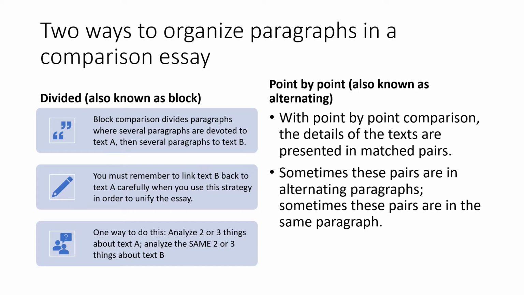And then another way to organize paragraphs in a comparison essay is called point by point, which is also known as alternating. With point by point comparison, the details of the texts are presented in matched pairs. Sometimes these pairs are in alternating paragraphs, and sometimes these pairs are in the same paragraph. So it would be one paragraph on text A and then the next paragraph on text B, talking about the same issue. Sometimes one paragraph would include both text A and B. So that's point by point.